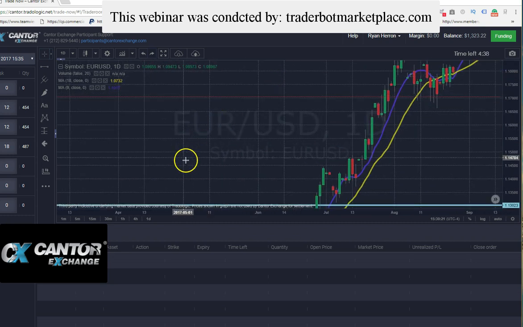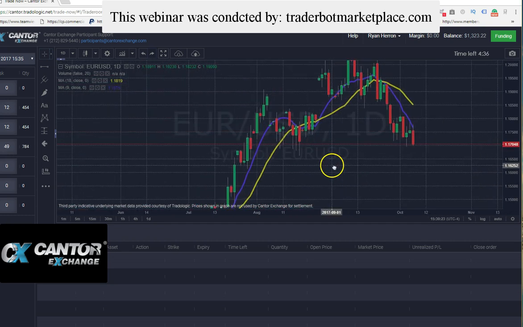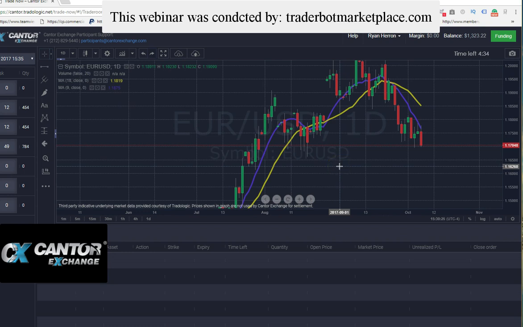Here's a way to gauge a trend. This is called a moving average crossover. Now, you don't want to take every single crossover. The basic theory is this: when the long-term moving average crosses the short-term moving average, you want to go in the direction of that trade.